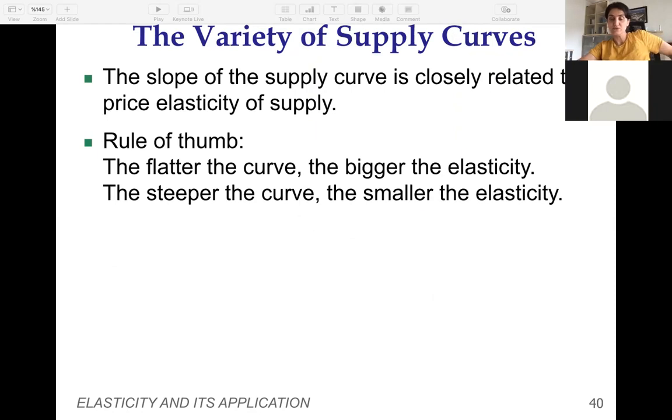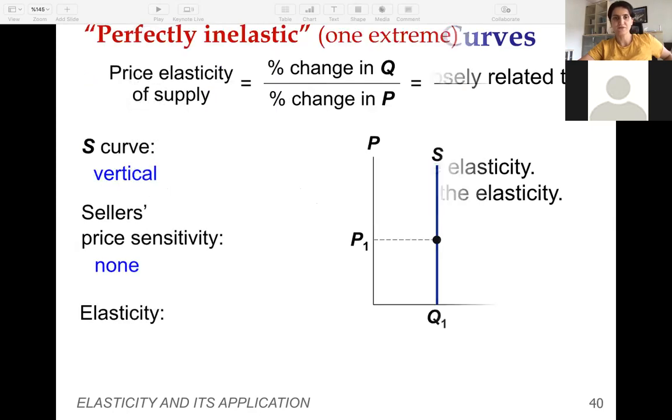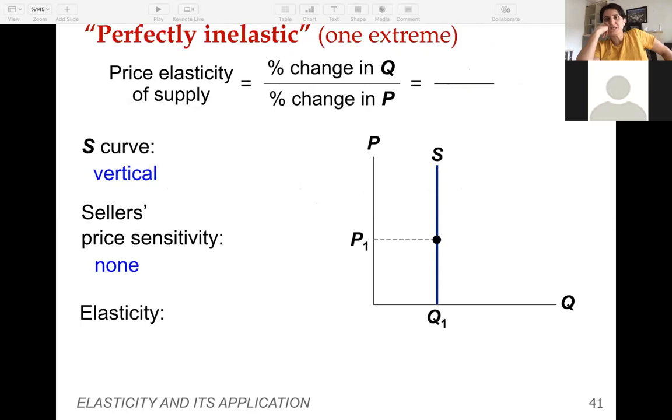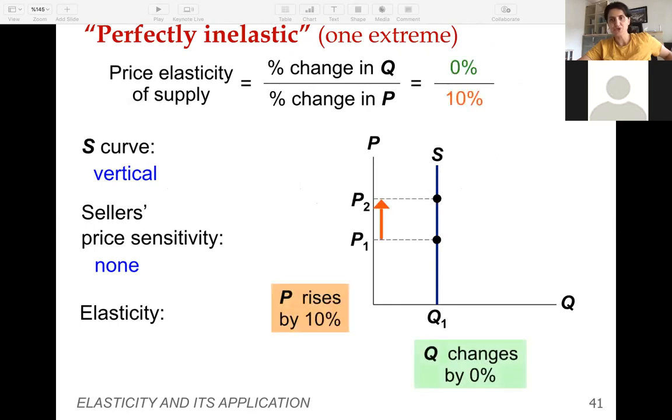This is a similar rule to the demand curve and the price elasticity of demand. The flatter the curve, the bigger the elasticity. The steeper the curve, the smaller the elasticity. So there are 5 different classifications. First, the perfectly inelastic case. In this case, supply is vertical. For any change in price, quantity doesn't change. So perfectly inelastic supply means that price elasticity of supply is 0, and the seller's sensitivity is 0.